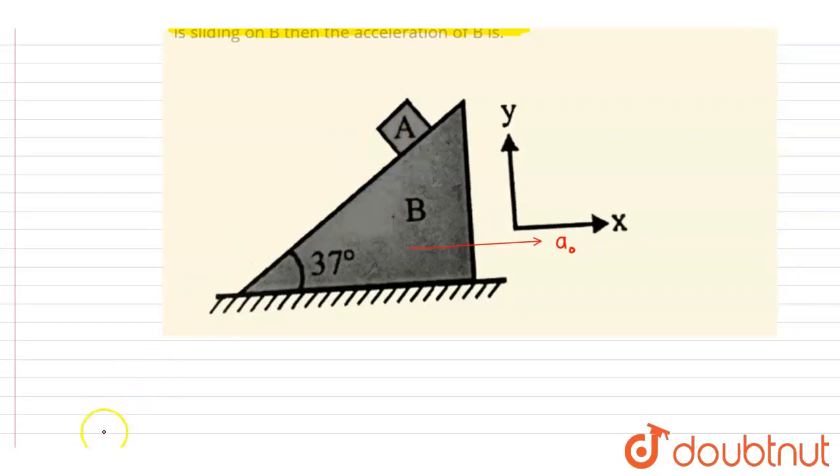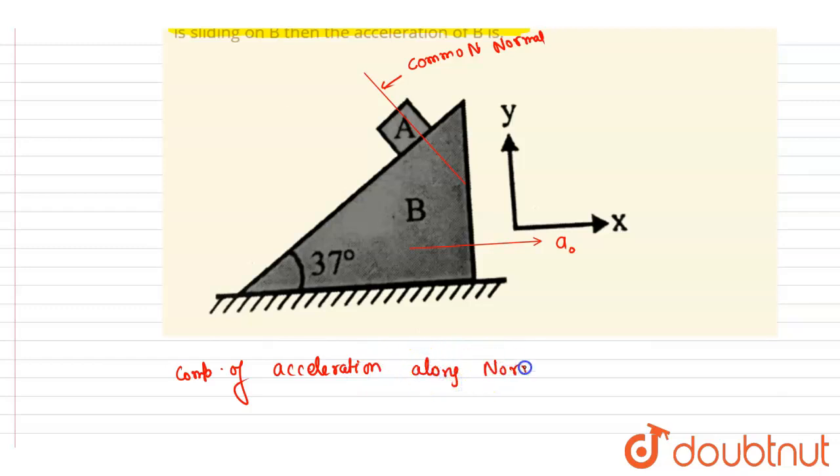Since they are in contact, if I talk about the common normal, this is the common normal. They will have the same acceleration component along the common normal. So I will write down the component of acceleration along the normal will be the same.